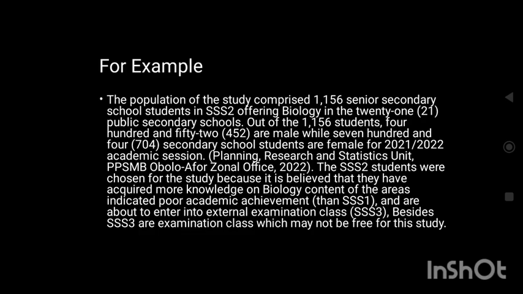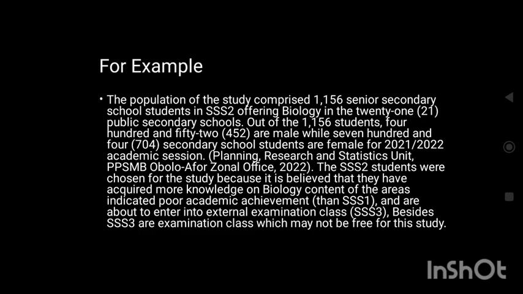So after stating that, the researcher went further to tell us why he chose SS2 students. Why didn't he choose SS1? Why didn't he choose SS3? He stated that the SS2 students were chosen for the study because it is believed that they have acquired more knowledge on biology content of the areas indicated poor academic achievement than SS1 students. And SS3 students are about to enter into external examination, which is WAEC, which means that they are not available. While SS1 don't have much knowledge about biology. So that is why they choose SS2.